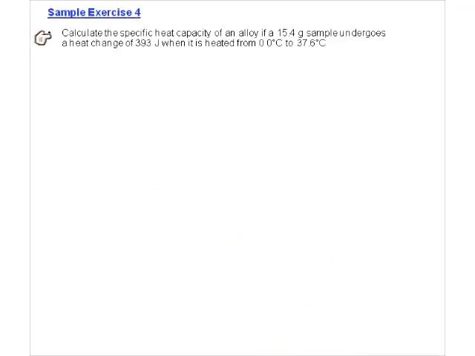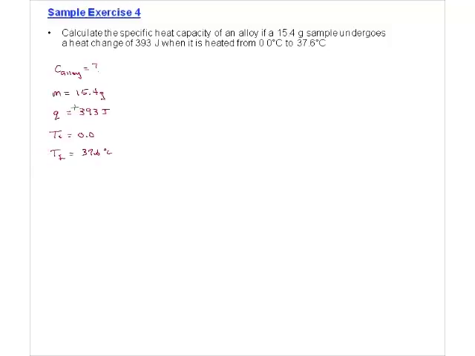This one says calculate the specific heat capacity this time of an unknown alloy. So we've got some type of metal that we'll never find on our table, so we don't know what the specific heat capacity is. We don't even know what the metal is made of. All we know is that if we take a 15-gram sample and we heat it up and it absorbs 393 joules when we heat it from 0 to 37.6, we want to figure out the specific heat capacity. So again, we write down what we're given and what we need to find. We need to find the specific heat capacity of the alloy. We're given its mass, the heat energy that it absorbs, and the change in temperature.